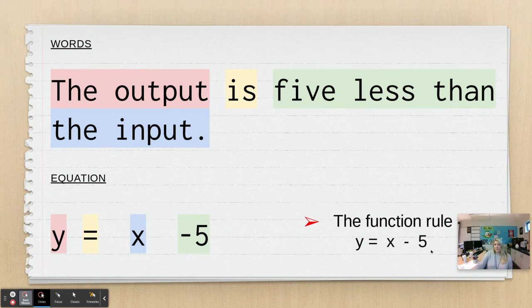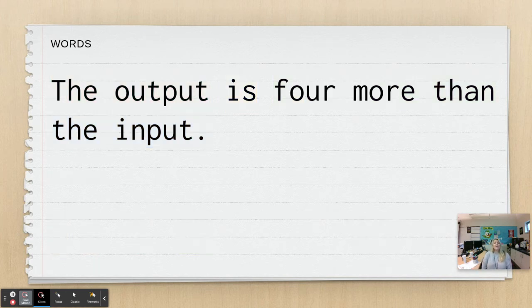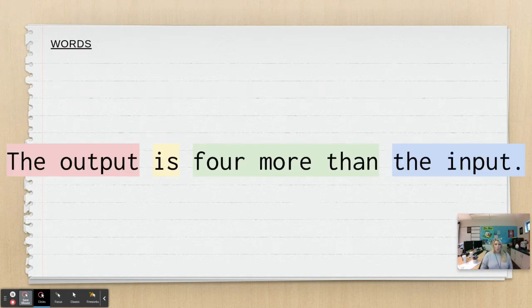All right, remember these can be really difficult. It takes a lot of practice to get good at this. So don't get discouraged. Let's try it again. The output is 4 more than the input. Well, let's do it again. The output is going to be Y.